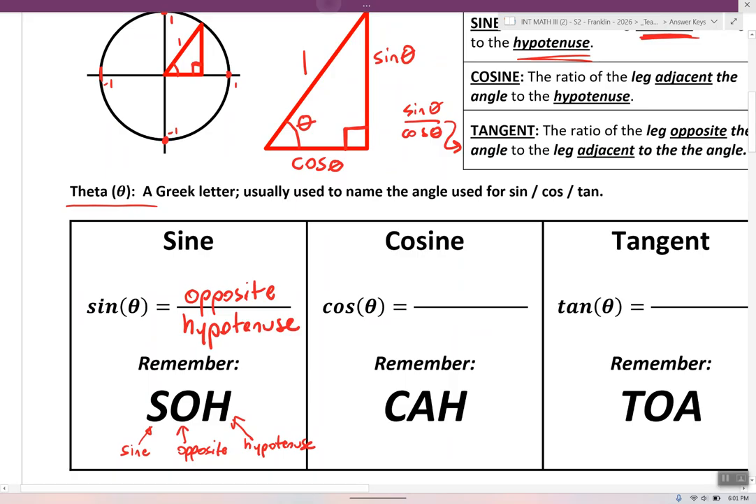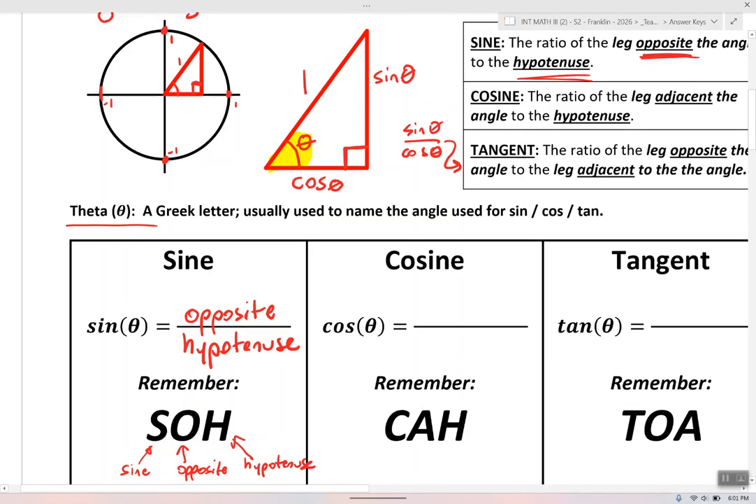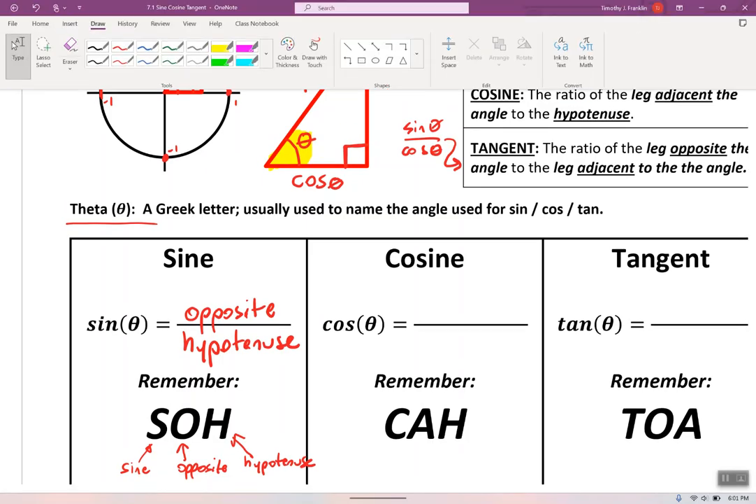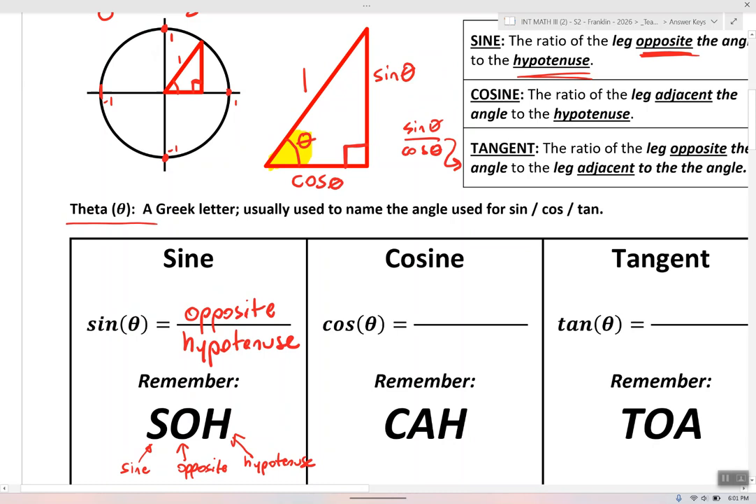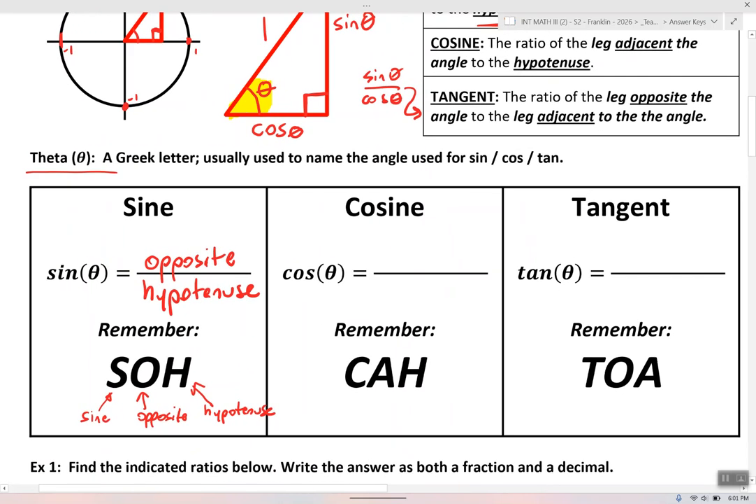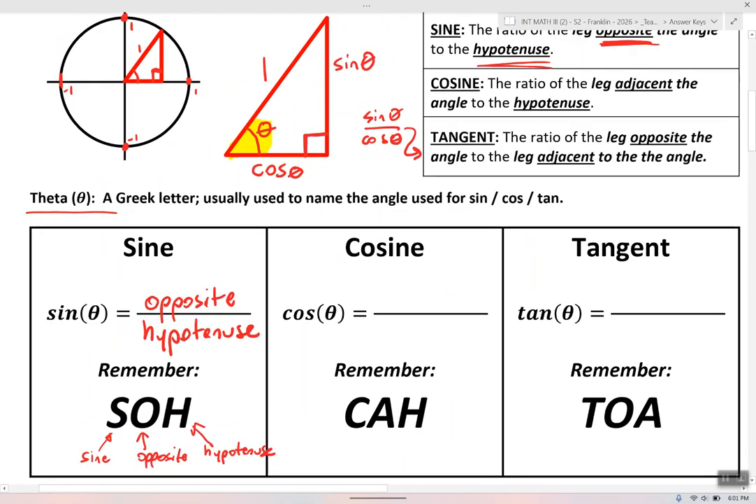And if we're talking about opposite and hypotenuse in terms of the angle theta, which if you think of it as, say, this corner here, sine of theta is the opposite side over the hypotenuse. Now, cosine is the ratio of the leg adjacent to the angle over the hypotenuse. So we have adjacent, which just means next to.